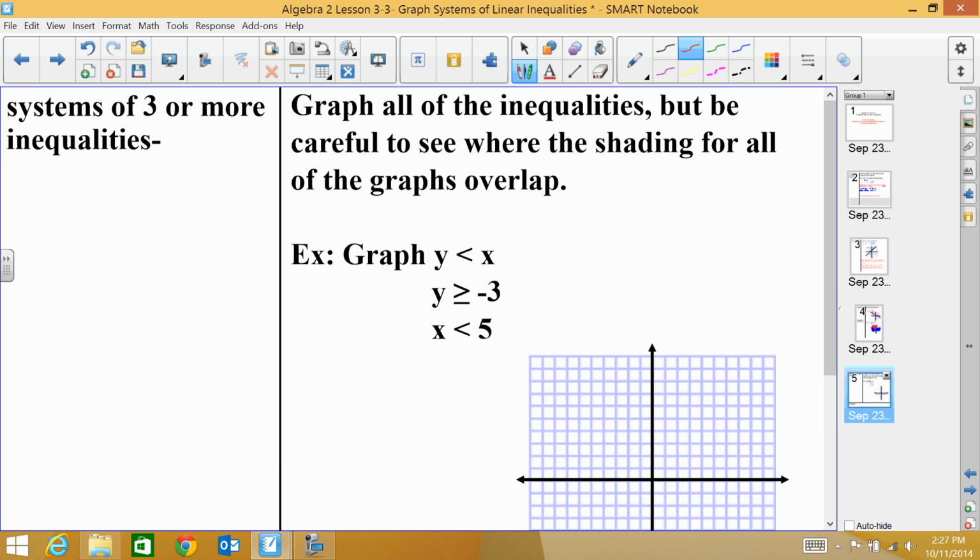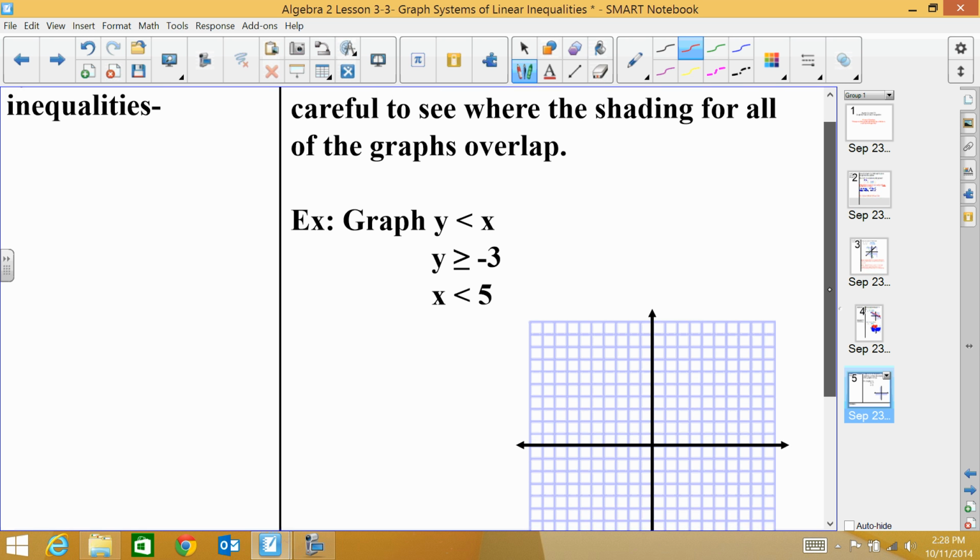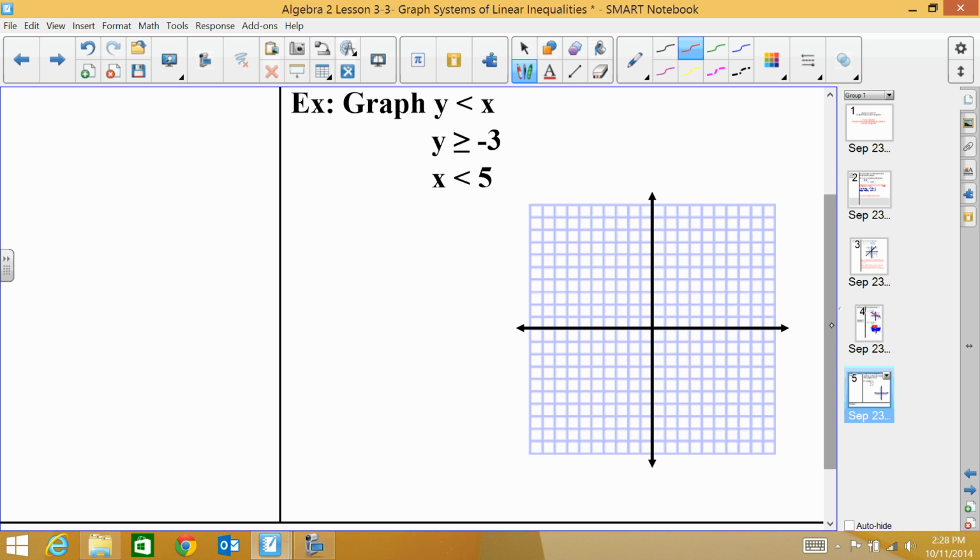Alright, one last thing. Sometimes systems contain more than two inequalities. And so you can have three or more. Now, this can be very confusing if you do the shading in different colors. You can use three different colors, that might be helpful. Or you could just shade lightly, but it's still really hard to tell when there's three or more where the shading overlaps. So I like to do the arrow system for these.